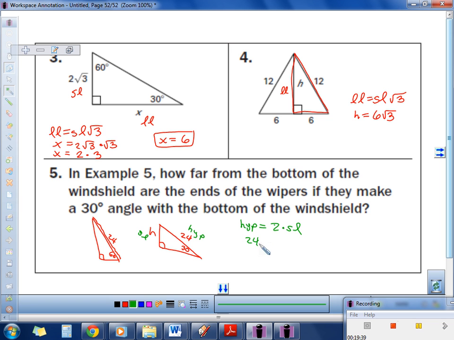So hypotenuse would be 24. 2 times the short leg is easy to solve for. You divide by 2. You get the short leg is 12. And the units are in inches. There's your final answer.